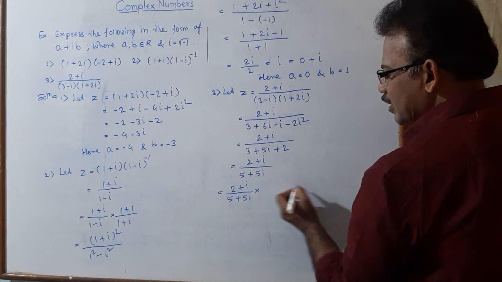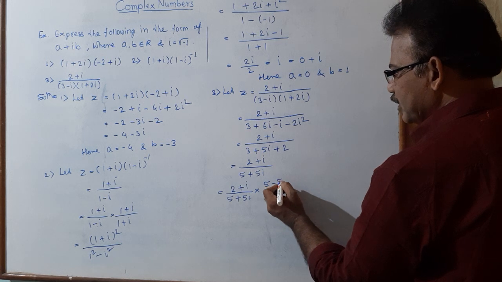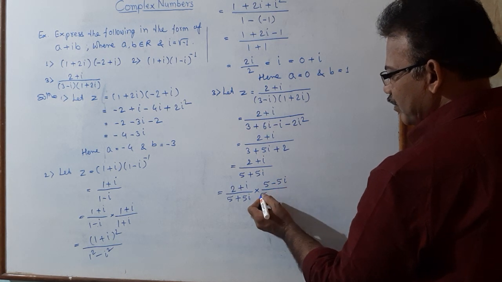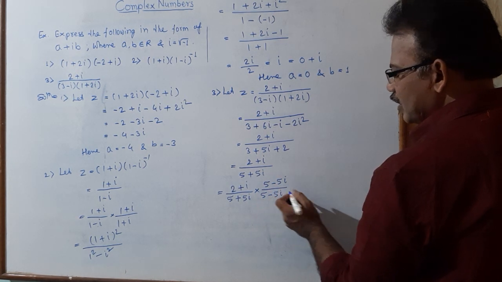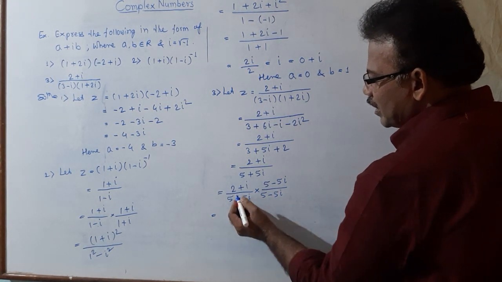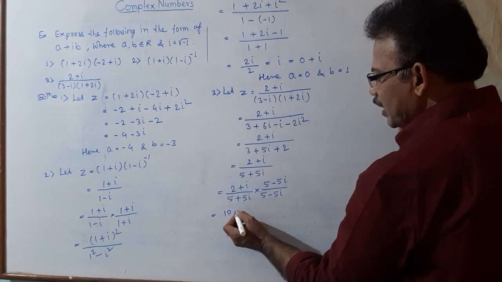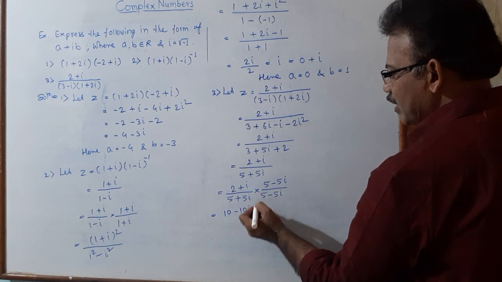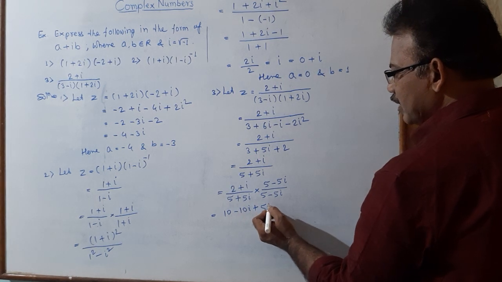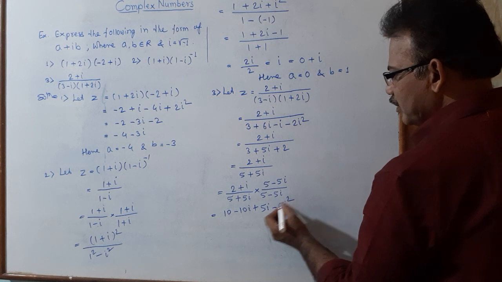We know the method. Multiply and divide by the conjugate of the denominator. So the conjugate is 5 minus 5i divided by 5 minus 5i. Conjugate means we change the sign of the imaginary part. Multiply by 2 first. 2 into 5, 10. 2 into minus 5i, minus 10i. i into 5, that is 5i, plus, minus into minus sign. 5i into i, that is 5i square.